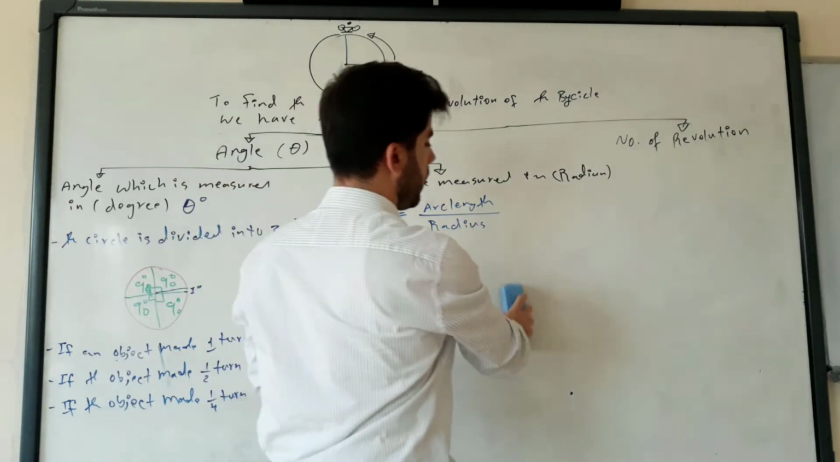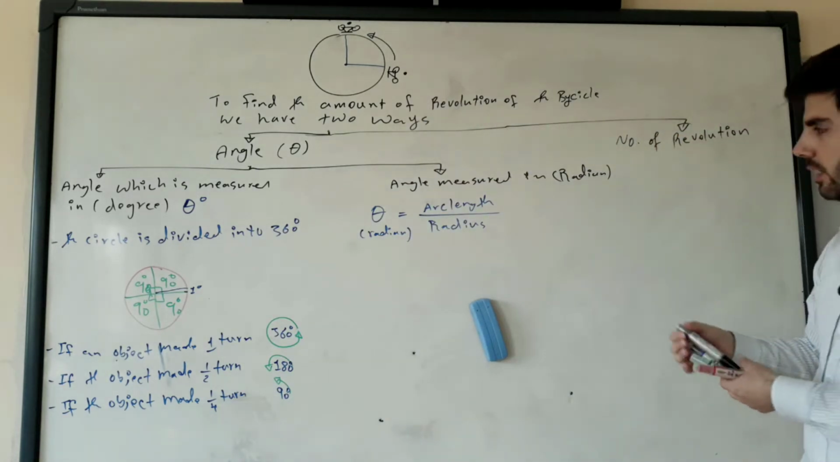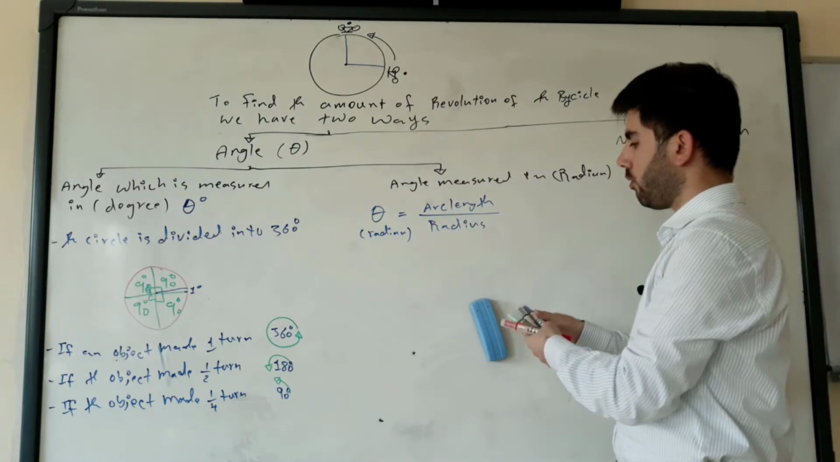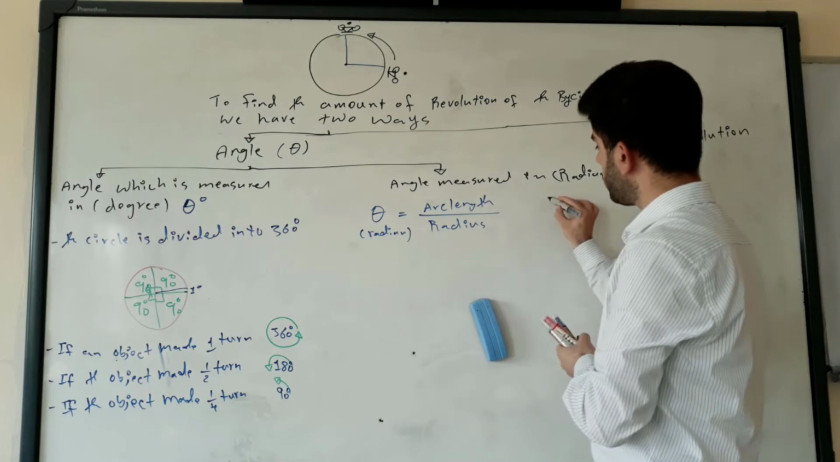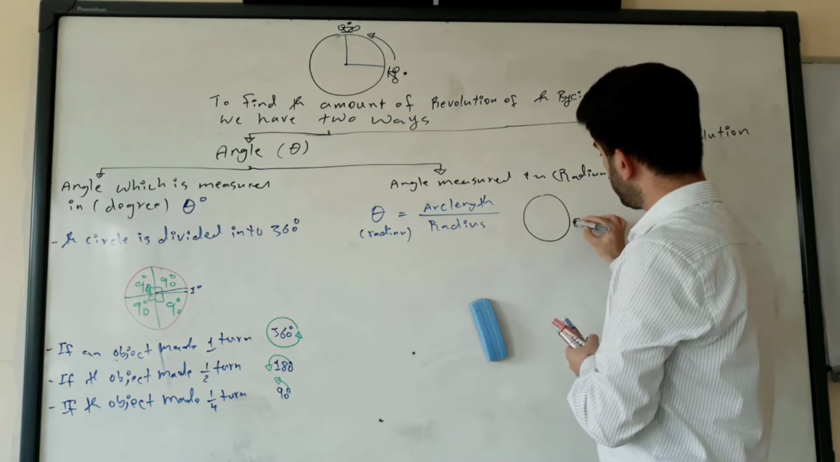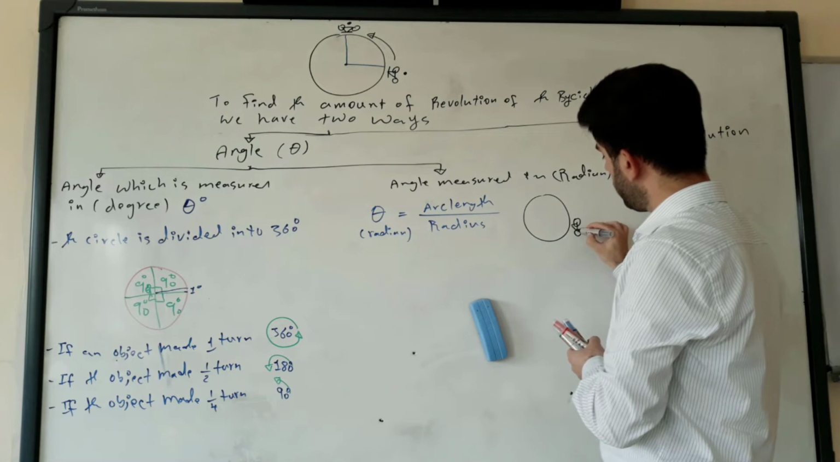You may ask, what's arc length? Arc length is the path that the object travels on. So if this is the circular path and this is the bicycle, okay?